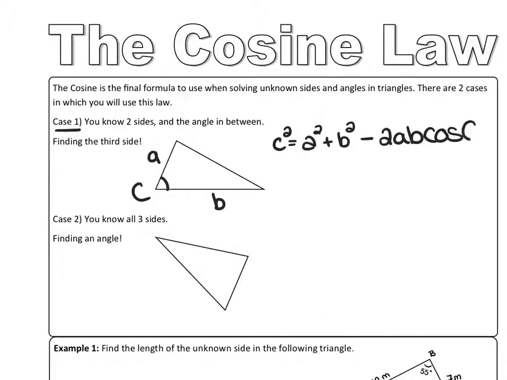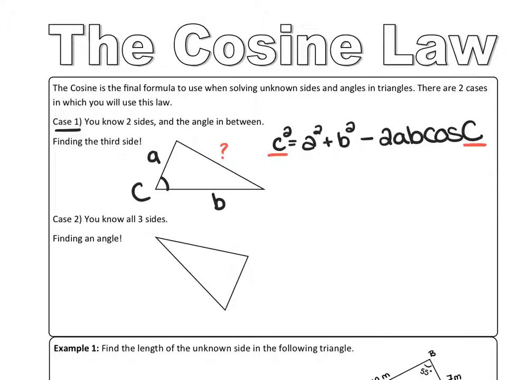minus 2 times A times B times cos of angle C. Now the one thing I want you to notice when you do this formula is that the angle that you're given is across from the side that you're trying to find. So this C would be this side right here. Okay? And then you just plug in the numbers and you'll go for it, which you'll see in the examples.